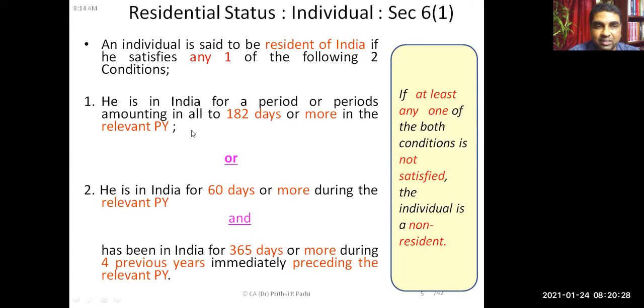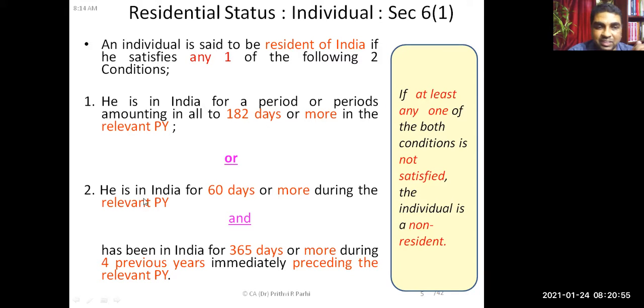You have to check 182 days in the relevant previous year. This is one condition. Suppose I am talking about assessment year 21-22. The relevant previous year is what, 2020 or 2021? So 2021 is the relevant previous year. We have to see in that relevant previous year whether he has stayed 182 days or not.